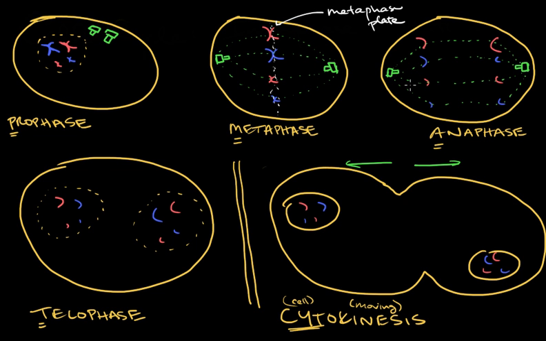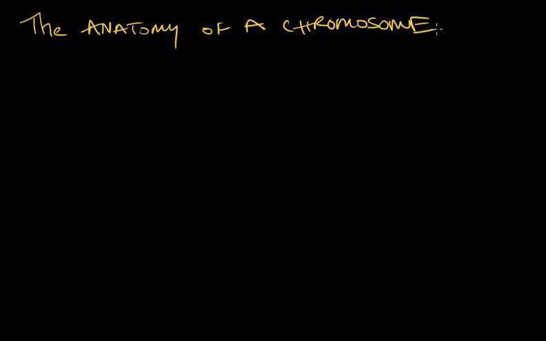Now, let's go back and talk about what's actually happening here in anaphase, and we have to talk about one other little detail about what this chromosome is. So what we're going to talk about very quickly as a side note is the anatomy of a chromosome. Now, we drew the chromosome, I'm just going to use this red color, like an X.